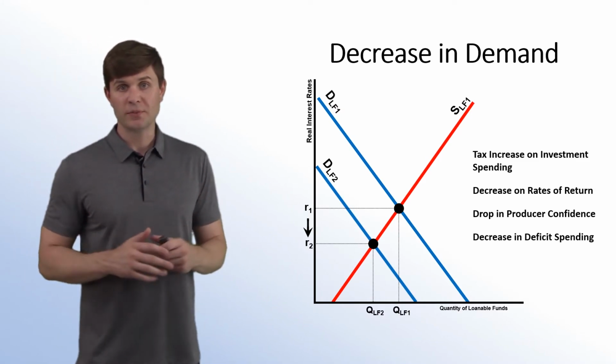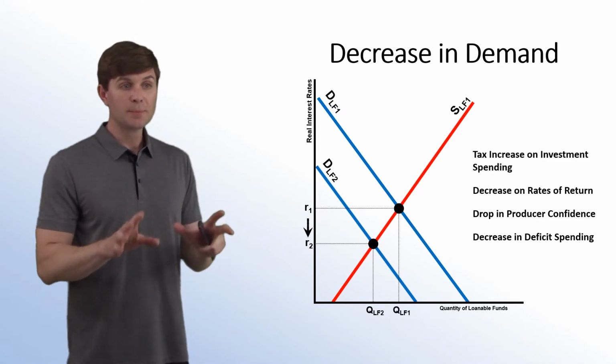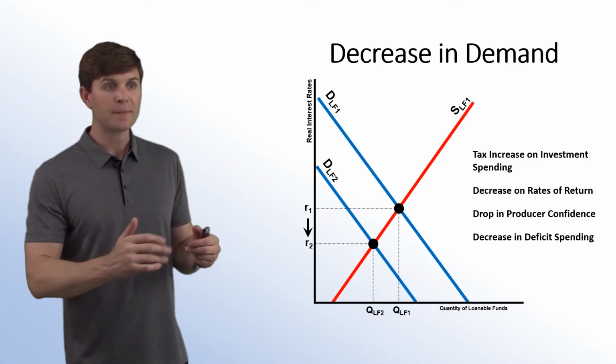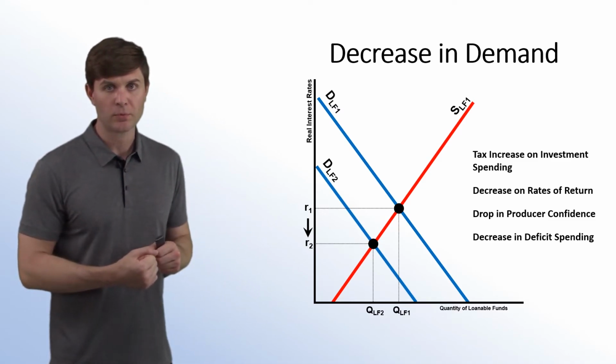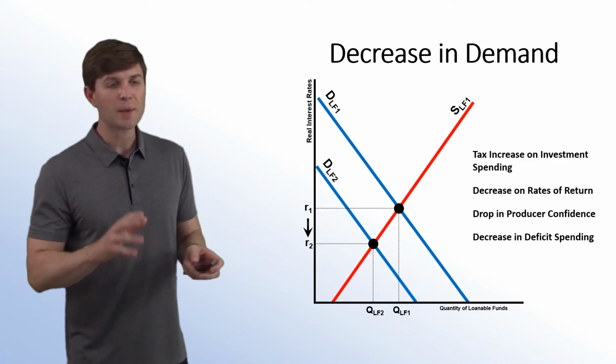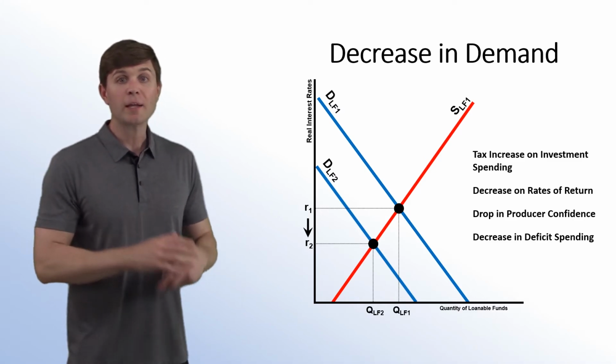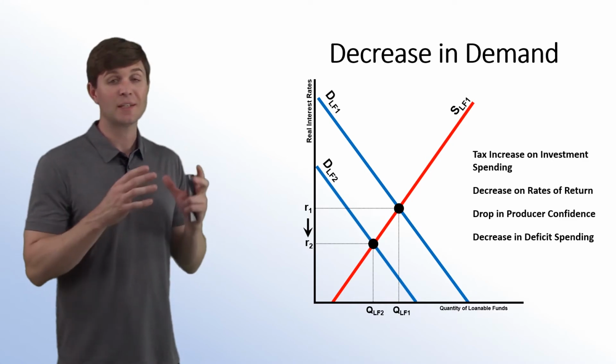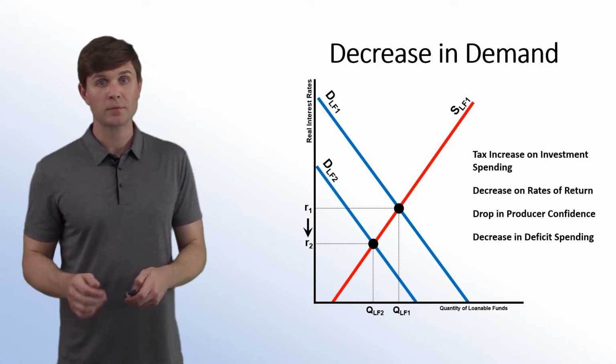And a decrease in deficit spending. Now, keep that in mind. If they were deficit spending and then they cut back a little bit, that would decrease the demand for loanable funds. Not something you see usually, but it is a possibility. All right, so those are the causes of increases and decreases in the demand for loanable funds.